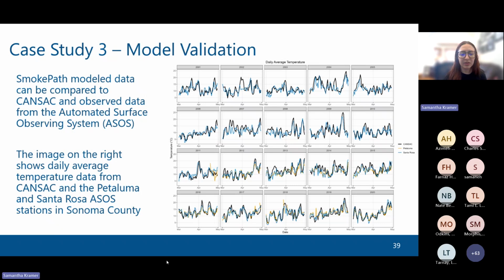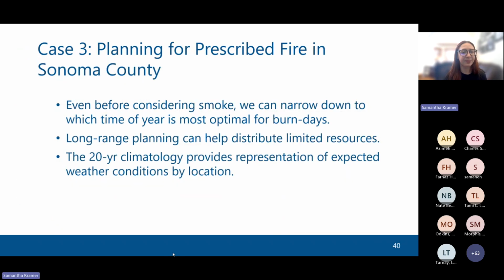So in this case, even before considering smoke, we can narrow down what time of year is most optimal for burn days. And this long-range planning can help distribute limited resources. We do feel that this 20-year climatology provides a representation of expected weather conditions by location. We're really excited by that. I will pause again briefly for questions on this potential use case.